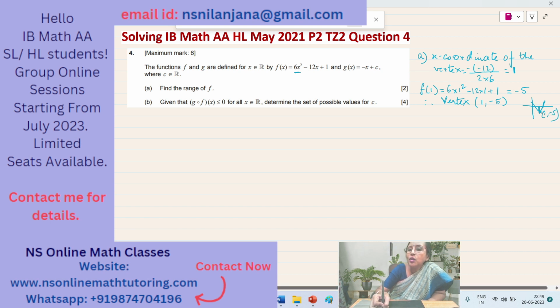Therefore, all the y values will be more than negative 5, or the lowest y value is negative 5. Therefore, the range of f will be y is greater than or equal to negative 5.